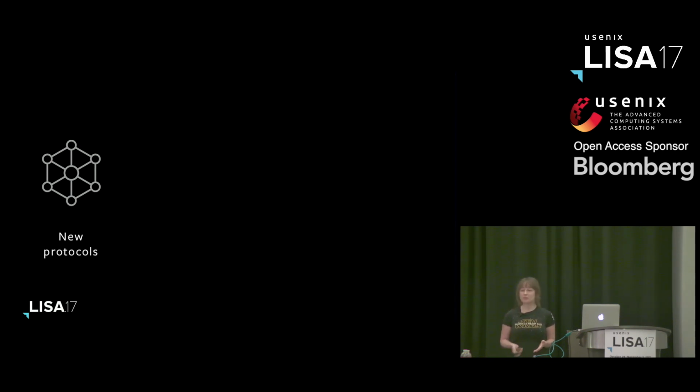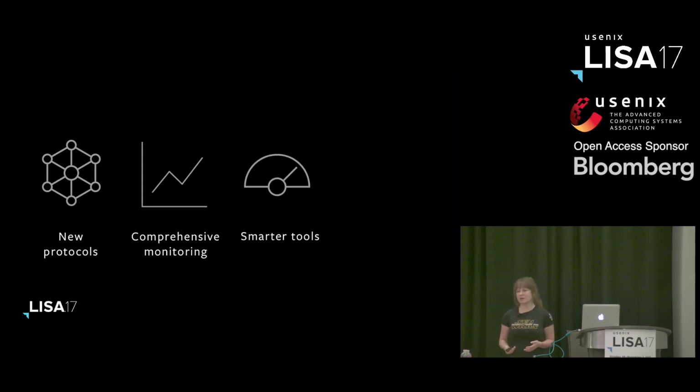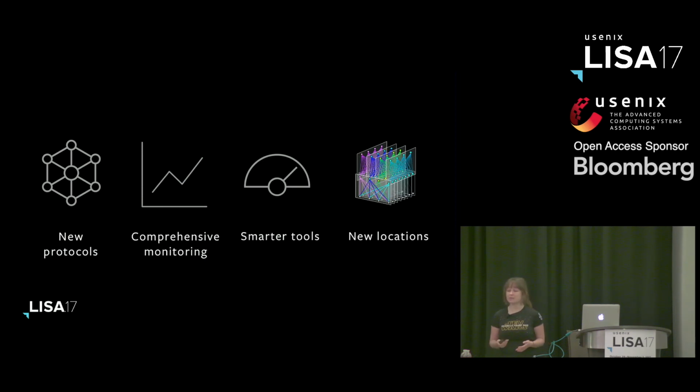We can experiment with new protocols easily. We can add more comprehensive monitoring that covers our specific networking needs, and with this, provide smarter operational tools. And of course, we're always looking for new places in the network that can benefit from Wedge and FBOSS.